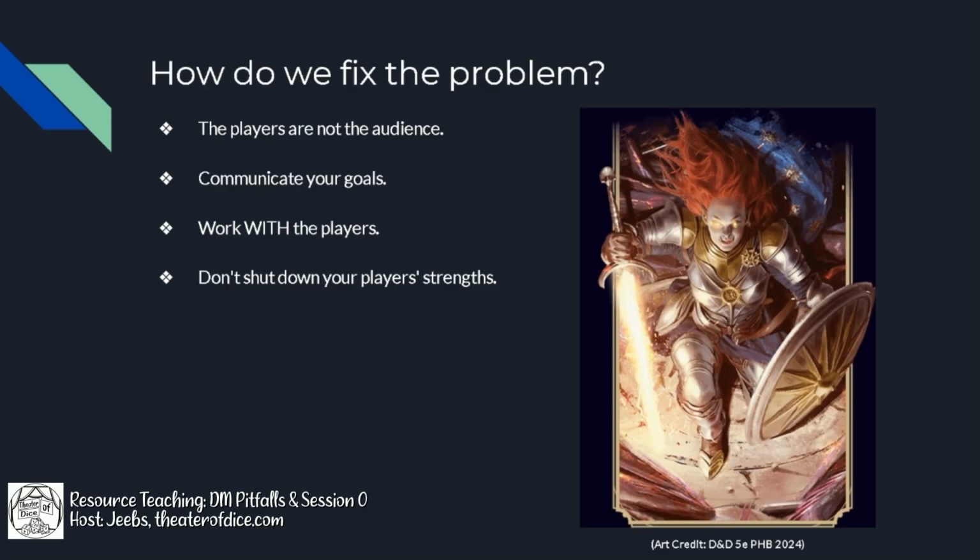GMs need to work with the players as collaboration. Plan together, write together, and most importantly, have fun together. And of course, don't shut down your players' strengths. Let that barbarian grapple with his plus 12 athletics and advantage. Let that illusionist dazzle the enemies and shut down encounters with a single spell. That's what they're good at.